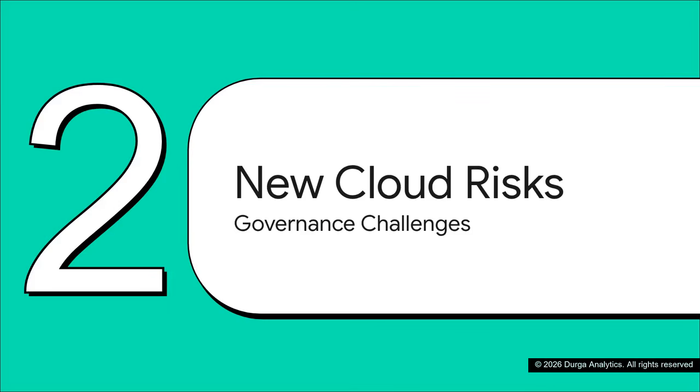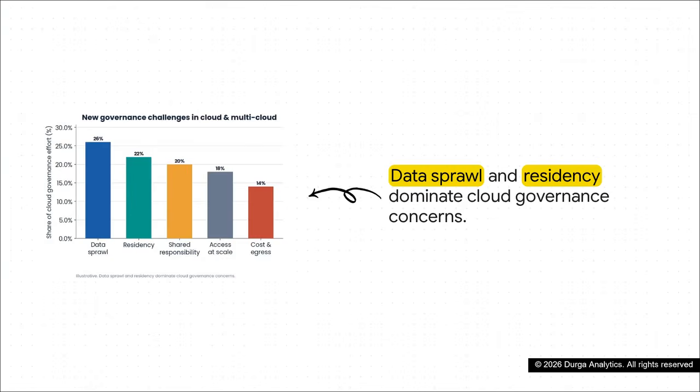Moving on to Section 2. 4 new cloud governance risks. Naturally, when you move your valuable enterprise assets from a model of owning to renting, you're going to introduce some brand new vulnerabilities that we as data stewards and architects have to systematically manage. What's really interesting here is that data sprawl and residency issues absolutely dominate these new concerns. In fact, they take up nearly half of all cloud governance efforts.